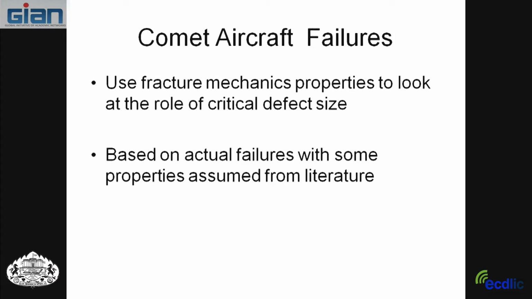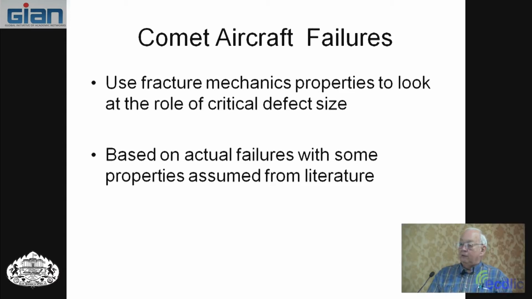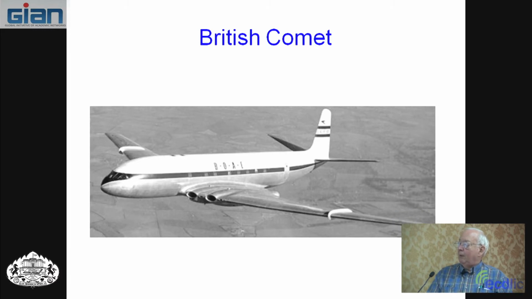So start with the Comet aircraft failures. I want to use fracture mechanics to look at the role of critical defect size. So this is a very simple application, critical defect size, based on some of the actual failures. I didn't know the properties. This is kind of an old aircraft, and I didn't know all the properties, so I made some up. However, one time I had a student in there from the aircraft industry and showed him this, and he said, oh, those properties are pretty good. So probably pretty good. This is called the British Comet.